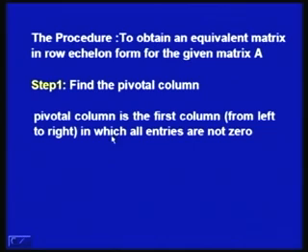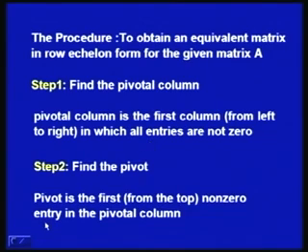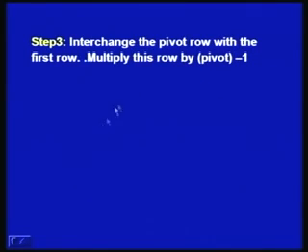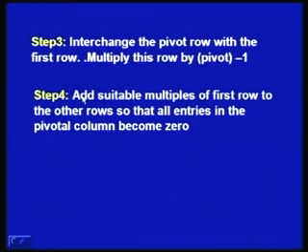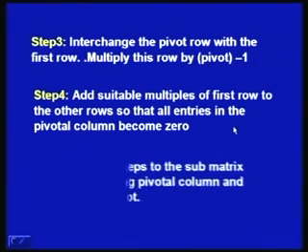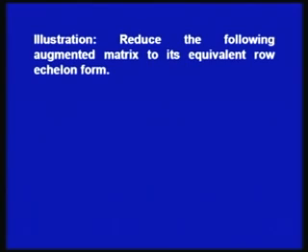So, first we have to find the pivotal column in the given matrix, then find its pivot, and the next thing is to interchange the pivot row with the first row, multiply this row by pivot inverse, and finally add suitable multiples of the first row to the other rows, so that all entries in the pivotal column become 0. Then we can apply this method to sub matrices after removing the pivotal column and the row containing the pivot. Let us see this with an illustration.